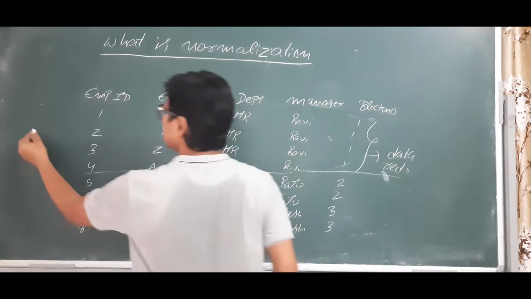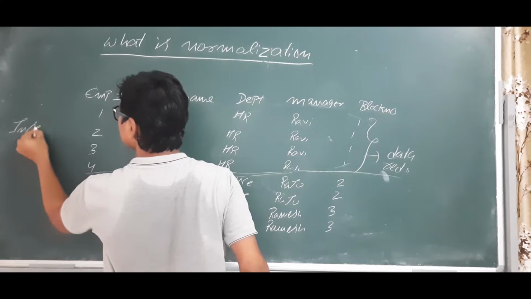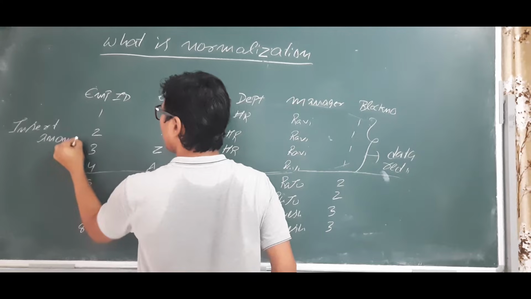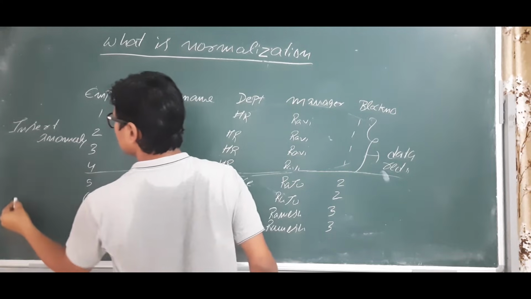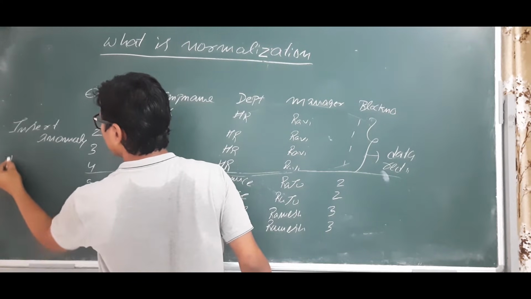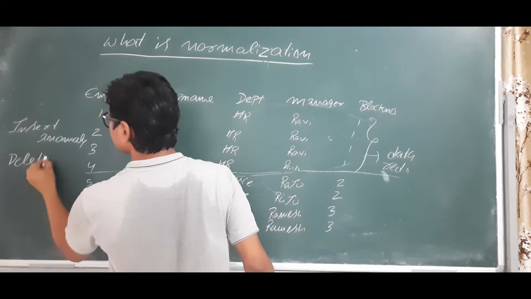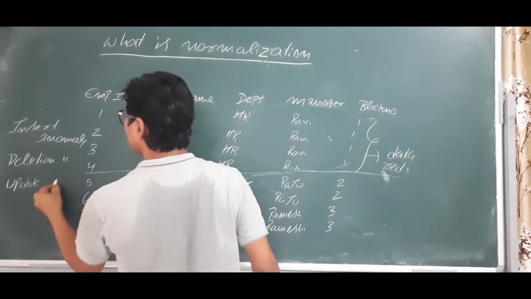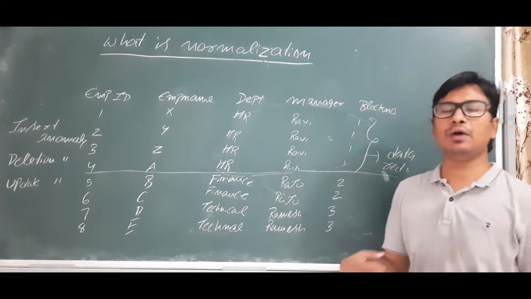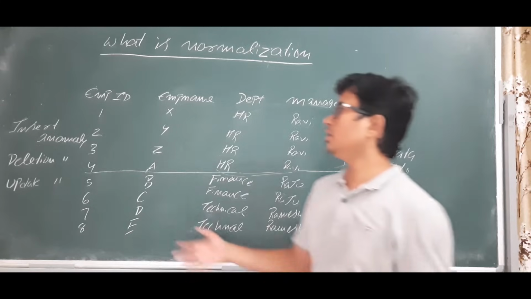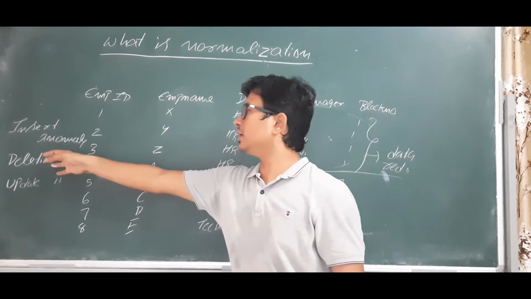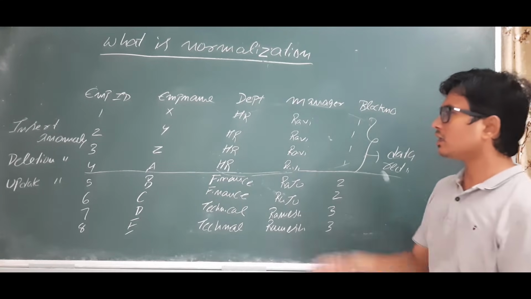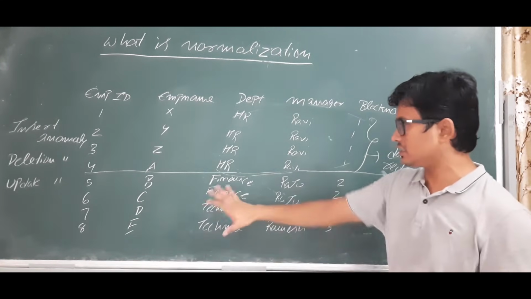The first problem is the insertion problem or insert anomaly, then the deletion anomaly, and the update anomaly. We can call it an anomaly or a problem. If we have data redundancy, then we will have an insert anomaly, a deletion anomaly, and an update anomaly. What those anomalies are, we will discuss now with this example.